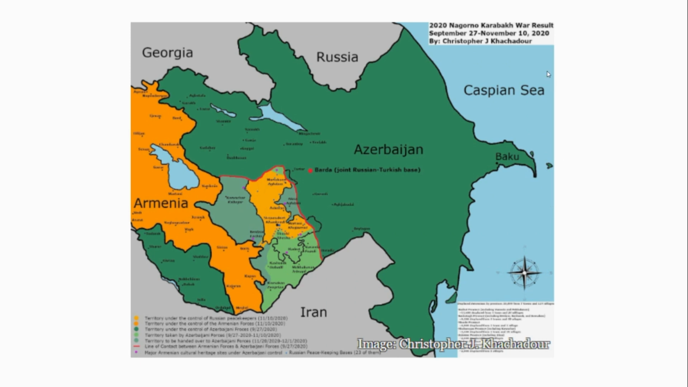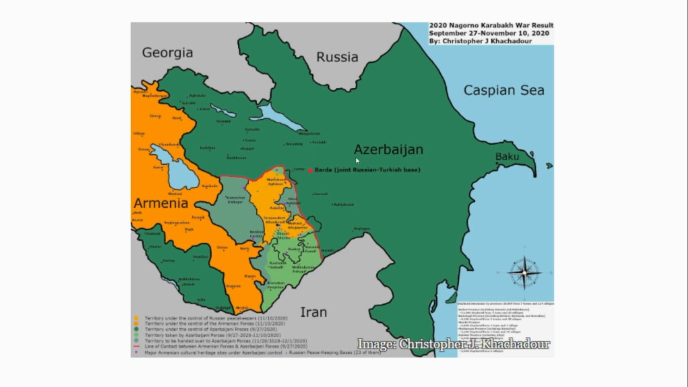Another map after the war, September 27 to November 10, 2020. As you can see, the brown areas are Armenian population, even though this territory is inside Azerbaijan territory. Unfortunately, the Armenian population is not leaving this region. It seems to me they can live peacefully together, but there is a trust issue.